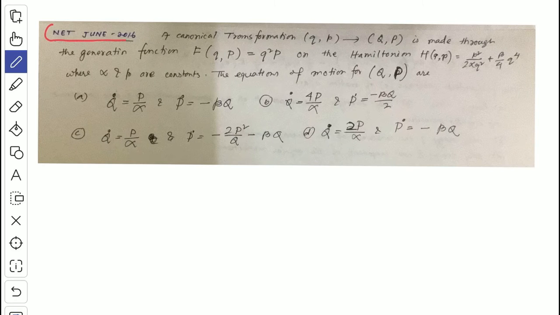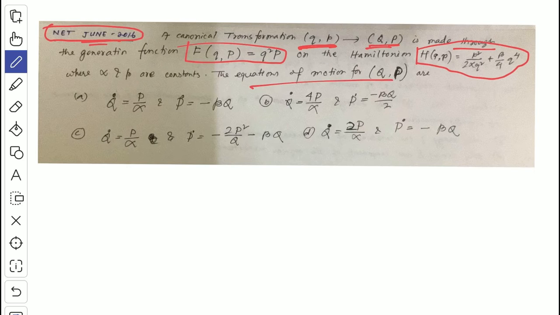Now this is a question from NET June 2016. Here, a canonical transformation from small p, small q to capital P, capital Q is made through the generating function. This is the generating function, and the Hamiltonian is given by this. We need to find the equations of motion for capital P and capital Q. So which option will be correct?